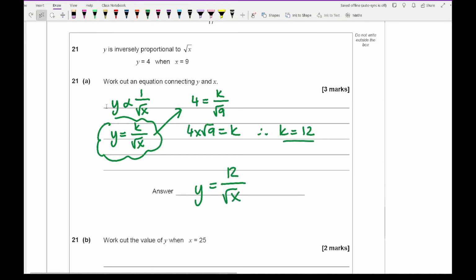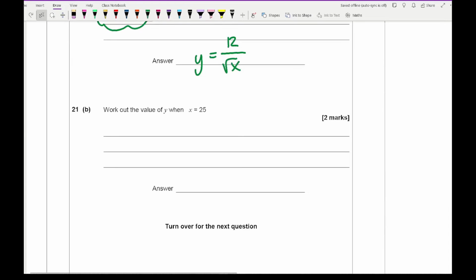Then for the next part of question 21, it's saying work out the value of y when x equals 25. So I've got y equals 12 over the square root of 25, which is 12 over 5. And 12 over 5 gives me an answer of 2.4.